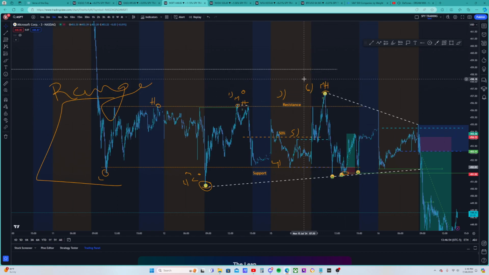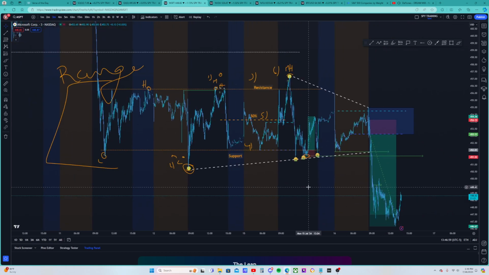So we want to now find trades within that range. And so that's what we'll talk about next. Recap that whole first half. It's pretty simple, all right?